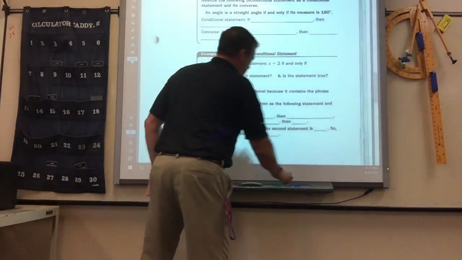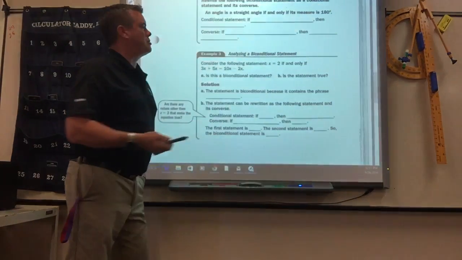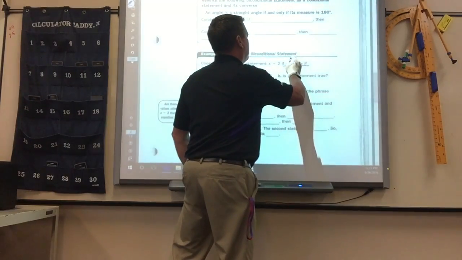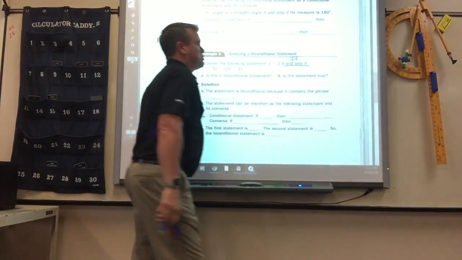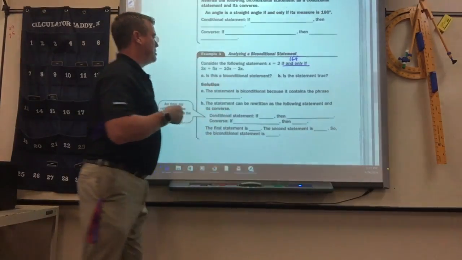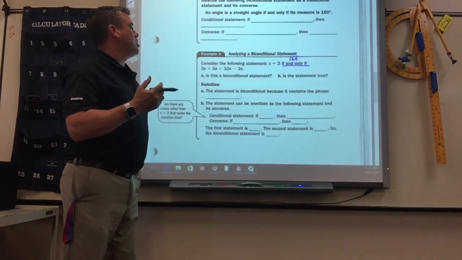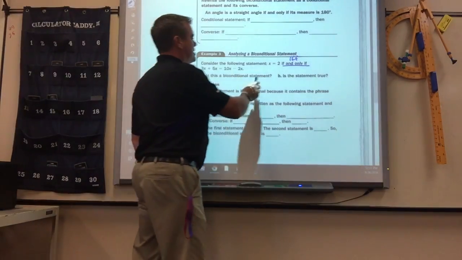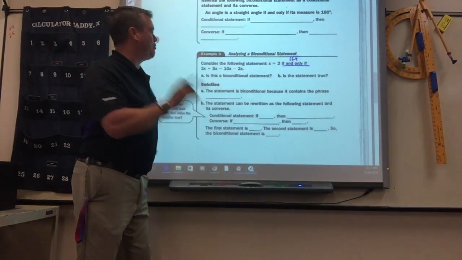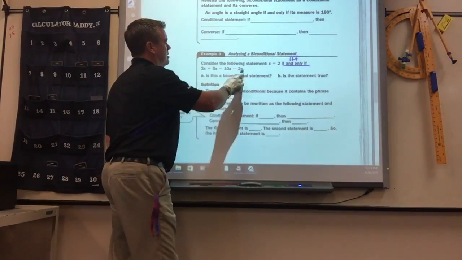Okay, so here they wrote a biconditional statement. X equals 2 if and only if 3x plus 5x equals 10x minus 2x. When we write them, you can just put IFF. When they ask whether this is a biconditional statement, it means it's got to be true both ways. So first of all, we've got to solve this.